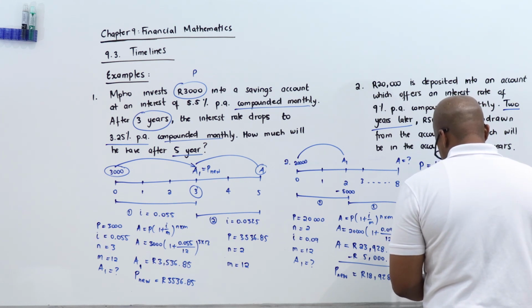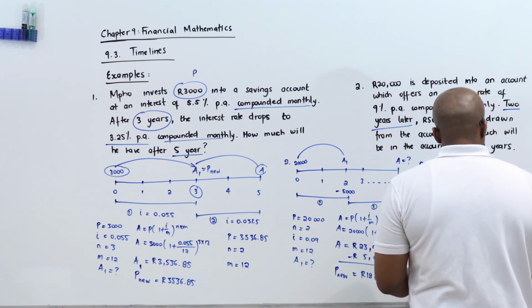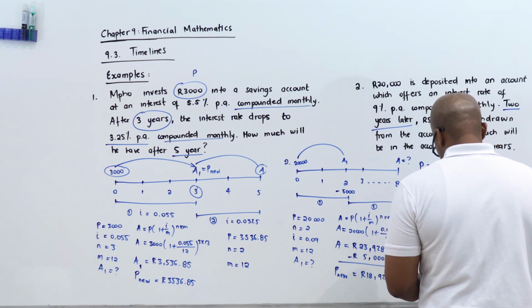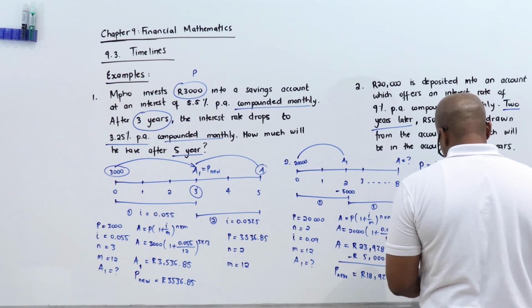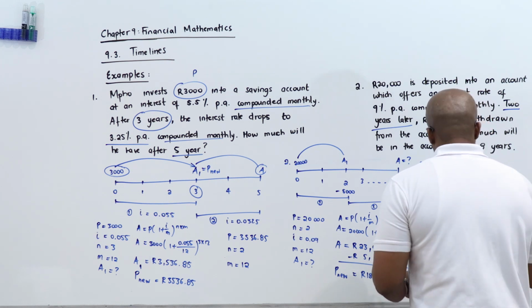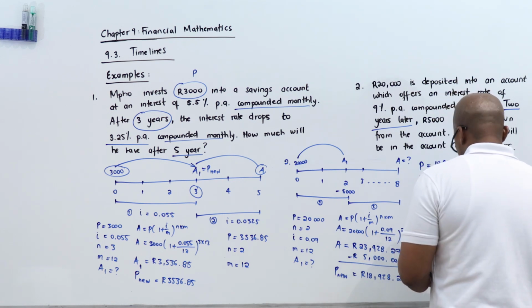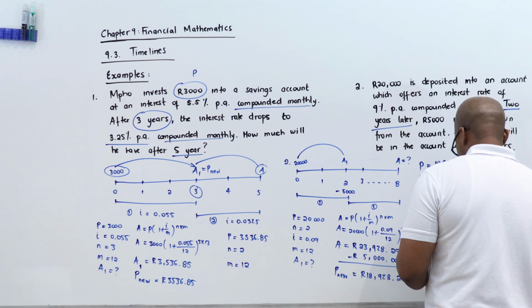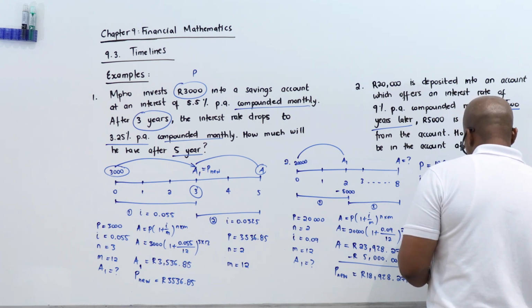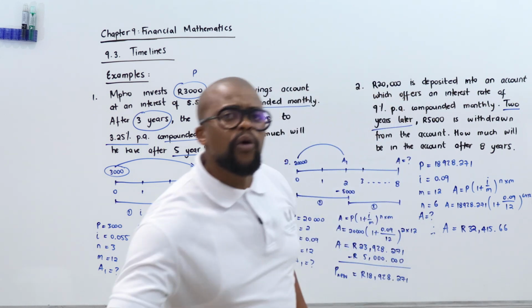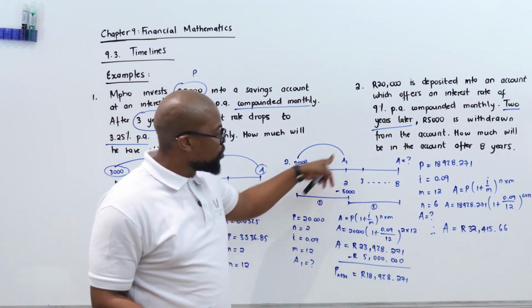1 plus 0.09 divided by 12, and all of that is raised to the power of 6 multiplied by 12. So that would mean that after 8 years, there will be 32,415.66 in the account. And obviously the amount would have been a lot more if there was no withdrawal in year 2, right?